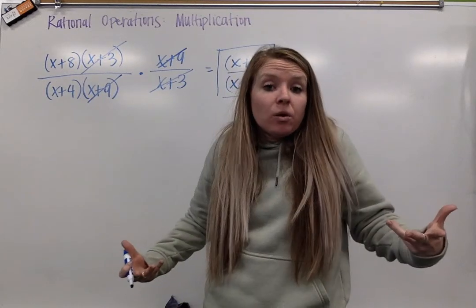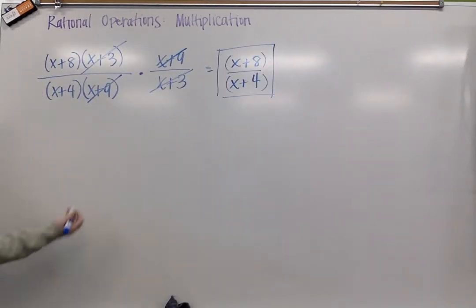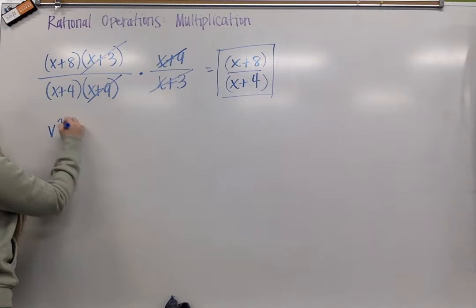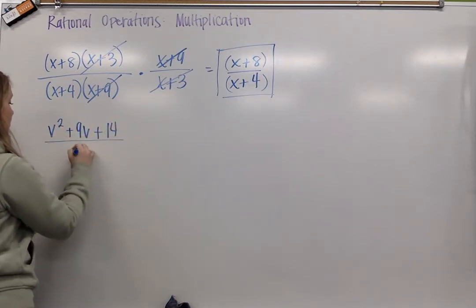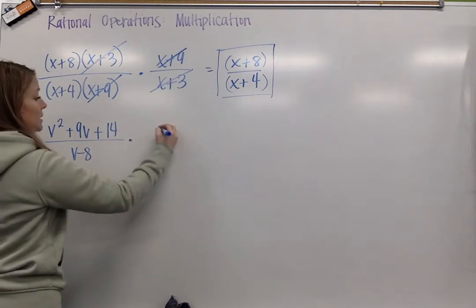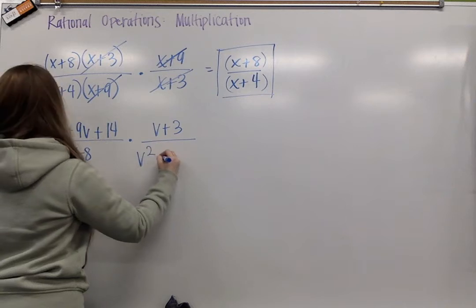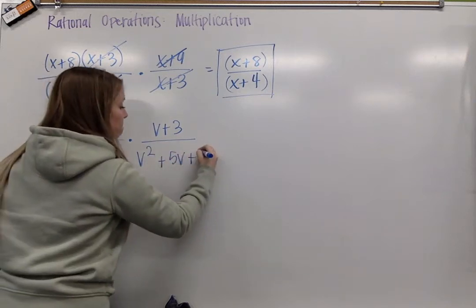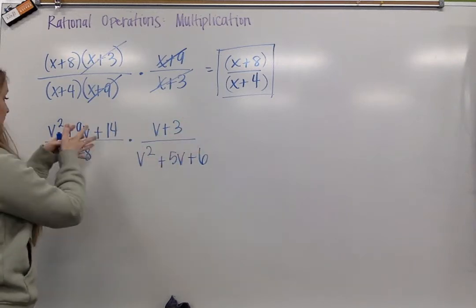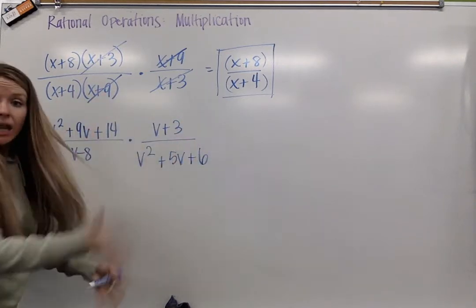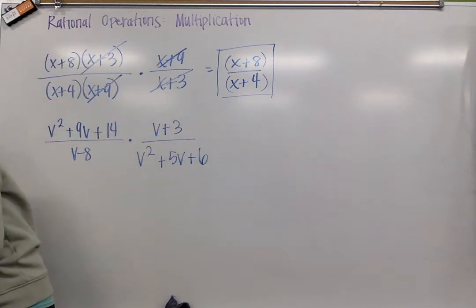Okay, let's look at one where we have to factor. All right, let's do b squared plus 9b plus 14 divided by b minus 8, times b plus 3 divided by b squared plus 5b plus 6. So at first glance, we got a lot going on, and there's nothing in common, so there's nothing I can reduce.